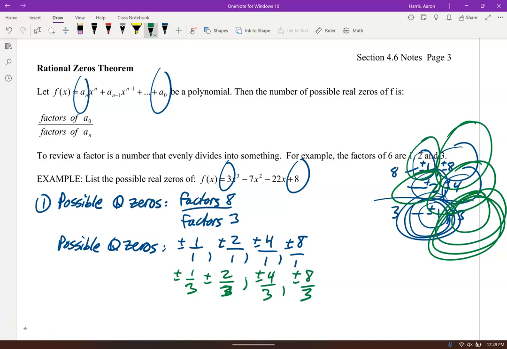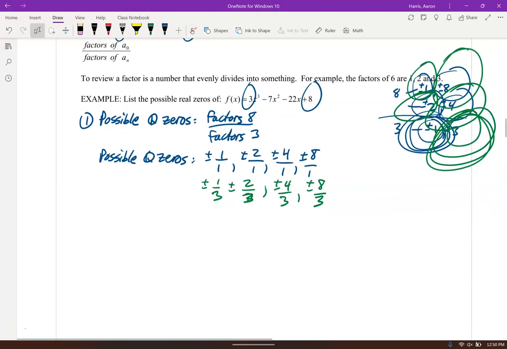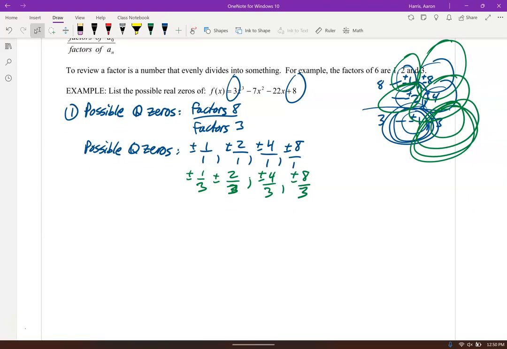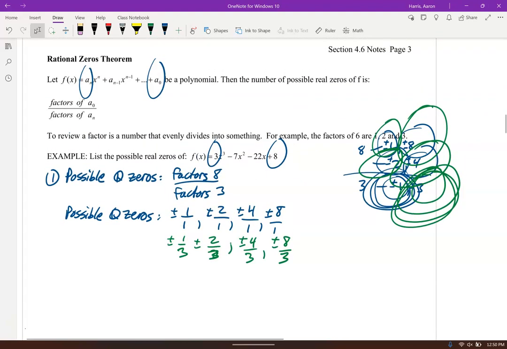Okay, and these are all possible rational zeros here. For this one it's just asking us to go ahead and list them. So that's all we've got to do on this one. There's our list. Call it good.